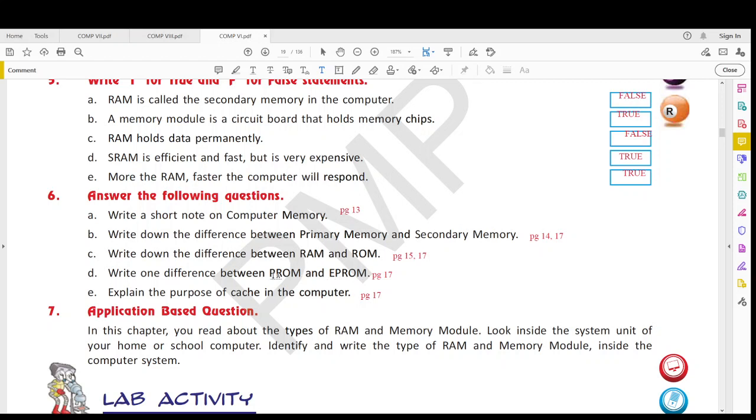So PROM, it uses the ultraviolet light to program your ROM chip, and EPROM uses, okay, just a minute, you can see it. PROM, it is programmable read-only memory, and EPROM, erasable programmable read-only memory. So here you can use the ROM chip to program.